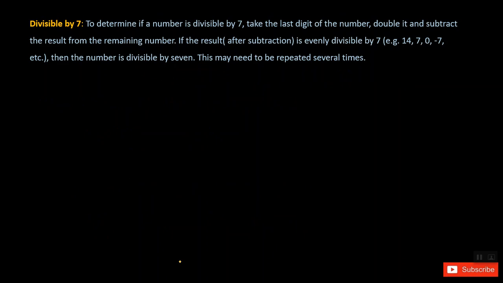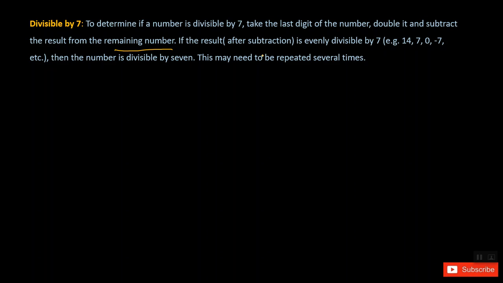Yeah, this is quite different from whatever we discussed. When can I say a number is divisible by 7? To determine if a number is divisible by 7, take the last digit of the number, double it, meaning multiply it by 2, and whatever result you get, subtract that result from the remaining number.